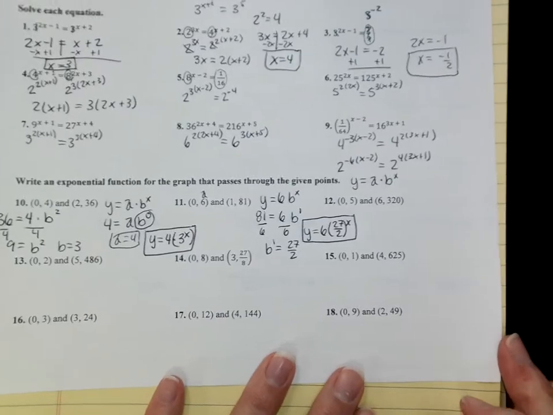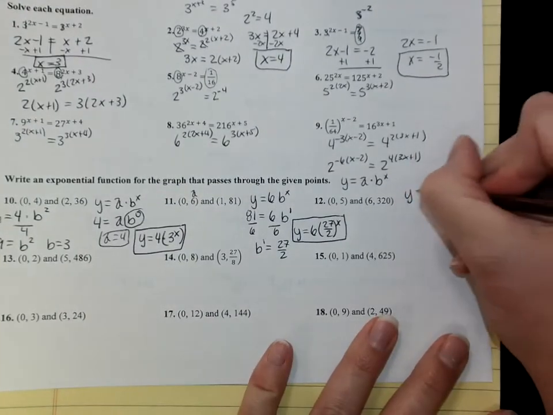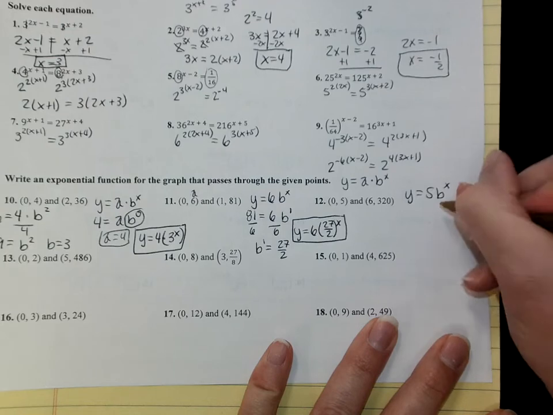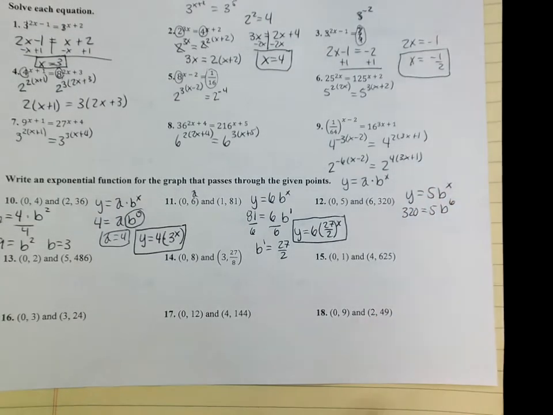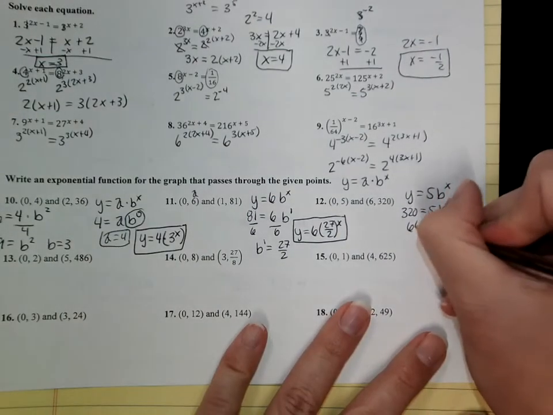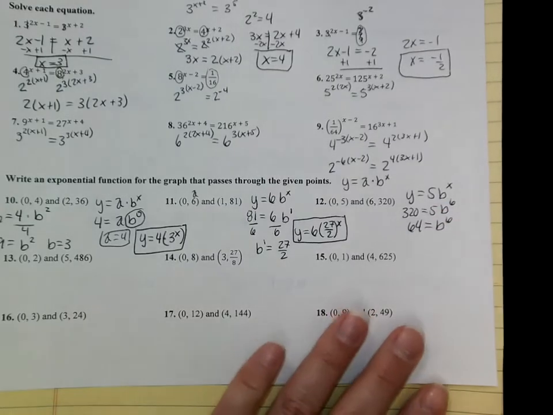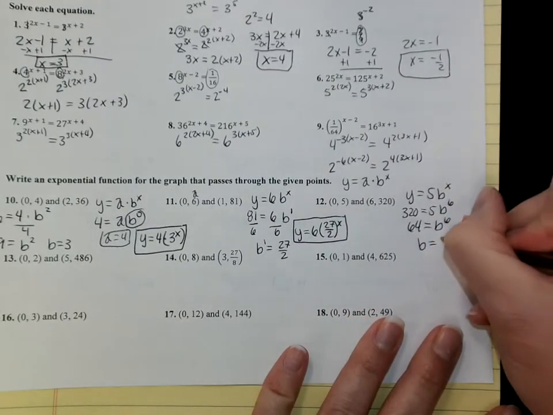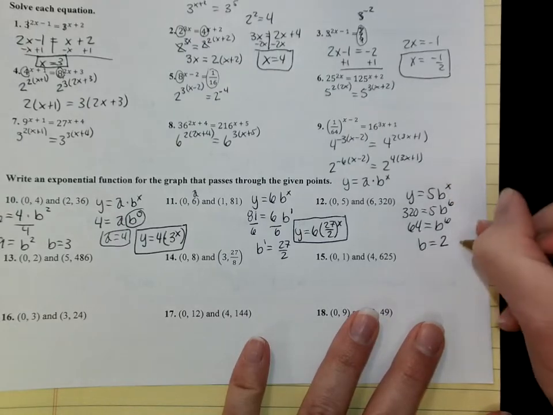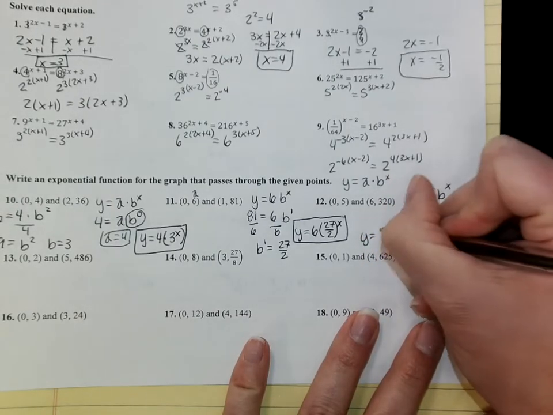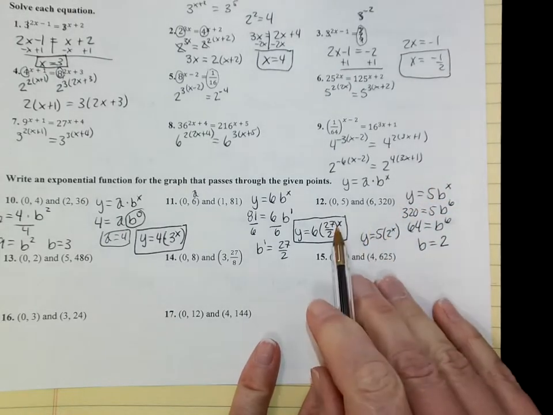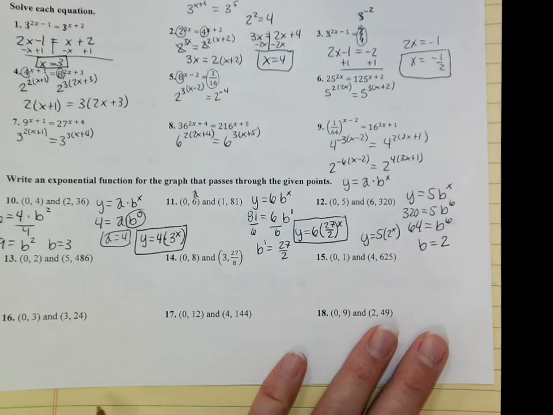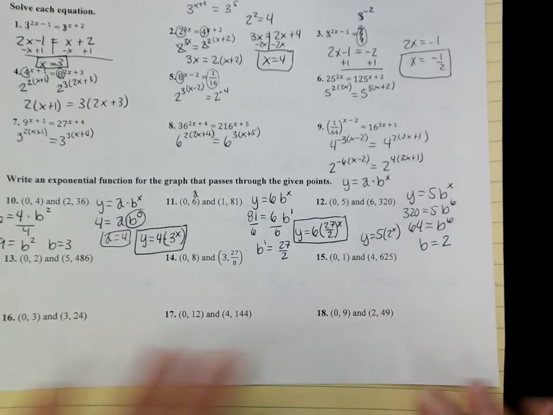Same thing on the next one, okay? So I know already y equals 5b to the x. If I plug in, 320 equals 5b to the 6th power. 320 divided by 5 is 64. B equals 2. So your equation is y equals 5, 2 to the x power. And notice I wrote this one with the x on the inside, this one with x on the outside. Actually, either one of those is fine. It's a fine answer.